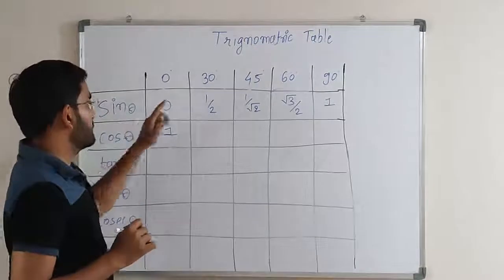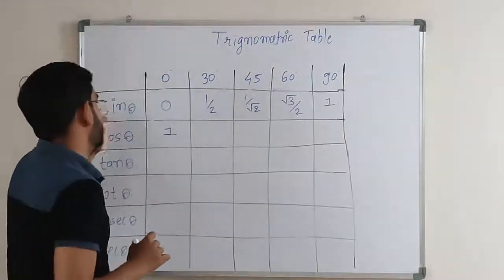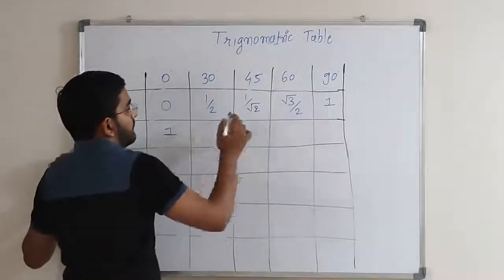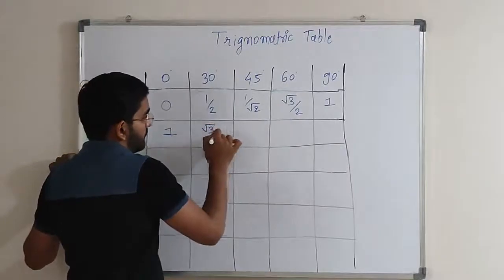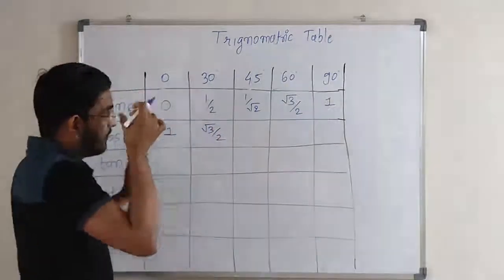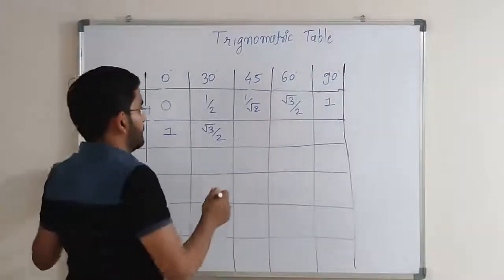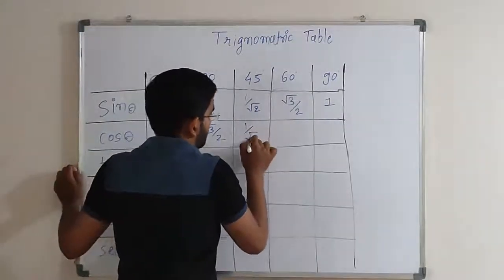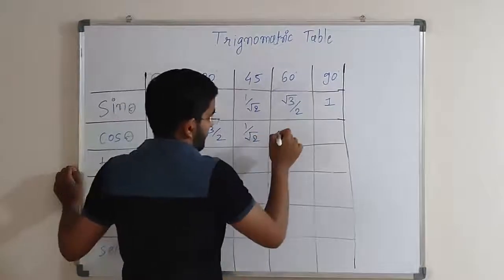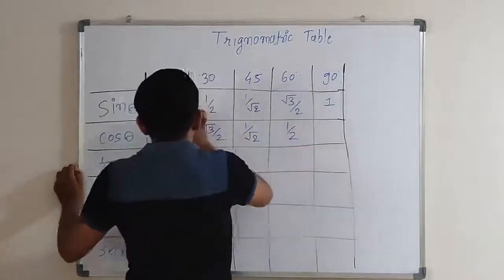Now cos 30 will be sin 60, so root 3 by 2. Write the opposite order of sin theta for cos theta. So it will be 1 upon root 2, the same as it is, and then 1 by 2, and then 0.